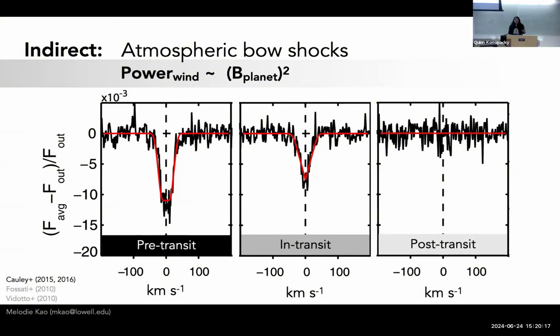In the end, there were some challenges with this method. It was pretty degenerate with a couple of other processes going on in these systems, but most importantly, the stellar wind material is so hot, it's so ionized that you actually can't achieve enough optical depth to observe this. So this is probably from some other physical mechanism going on.